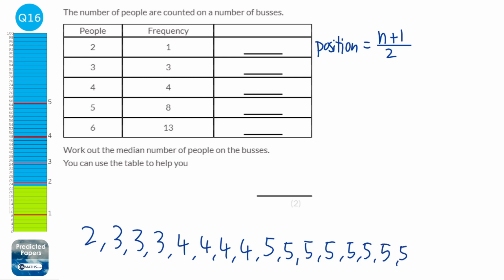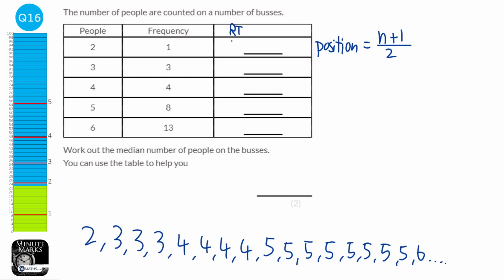And the next number is a 6, and there's 13 of those. Now I'm not going to do all of them, because we're not going to be working out the median by writing out all the numbers, but I do want to show you where these numbers are coming from. So what we do is we do a running total. The running total is just adding up the frequencies as we go.